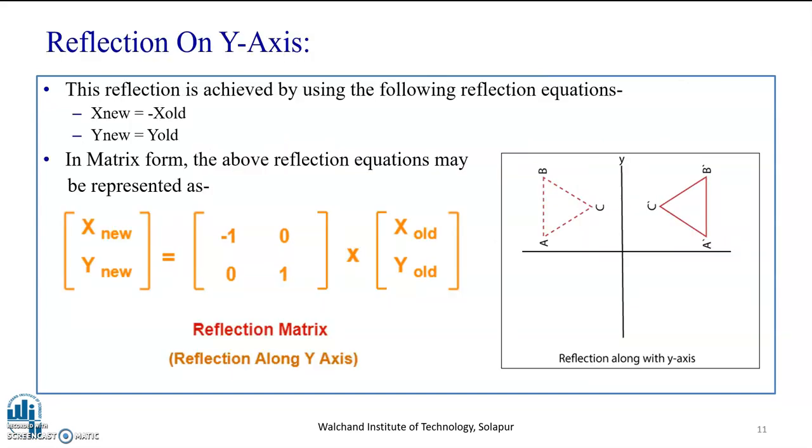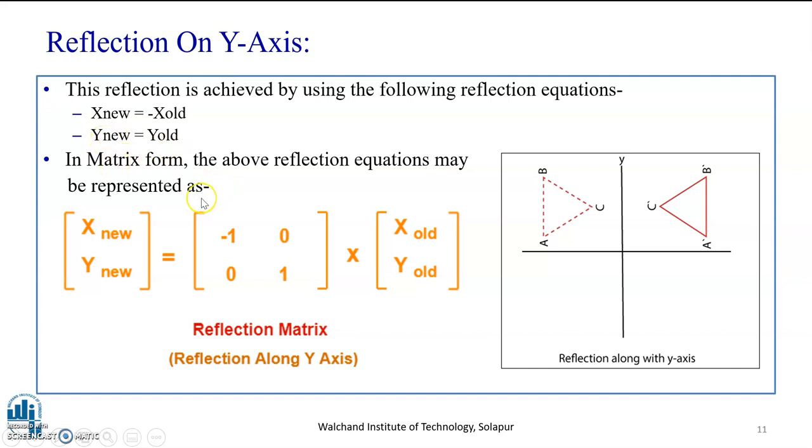Now we understand the reflection on y-axis. As seen in the diagram over here, this is the original object and the reflected object is triangle ABC reflected, where you have A dash, B dash and C dash. This reflection is achieved by using the following reflection equation for y-axis, that is x new is equal to minus x old. As the reflection is along y-axis, the y coordinates remain the same, whereas the x coordinates turn onto the negative side. Y old is the same as y new.